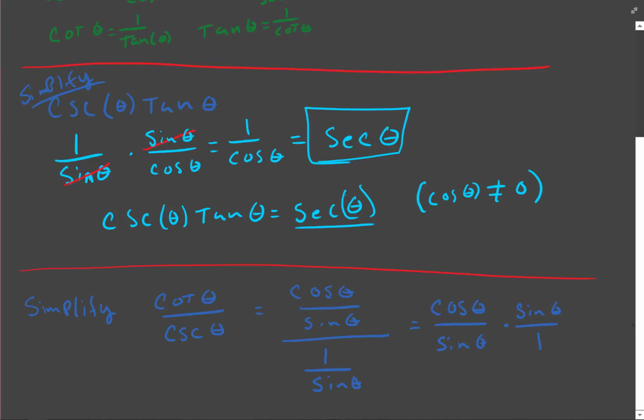And then again, like in the last example, we have some canceling that we can do. The sines cancel out, and we're left with cosine of theta. Now let's look at a method we can use, the calculator, to check our work. It's not that difficult, but there are a couple of tricks to it.